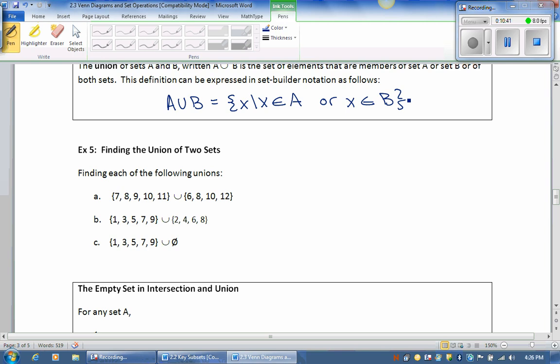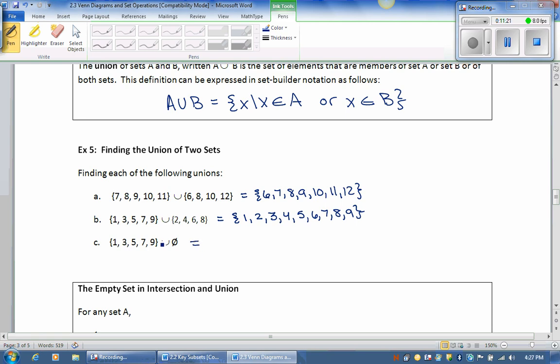What this looks like is taking those sets and using all the elements from each. You're not going to rewrite any duplicates; you're simply going to list them out. So I have a 6 and a 7 and an 8. I have two 8s, but I'm only going to write it once. 9, 10, 11, and 12. So you're taking the union of them, putting them together. Next one: 1, 2, 3, 4, 5, 6, 7, 8, and 9. I'm using each element from both and putting them in order.